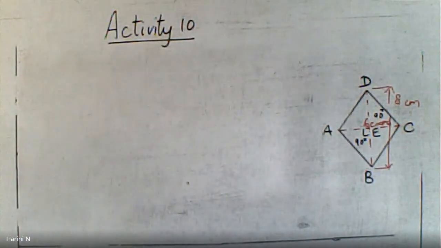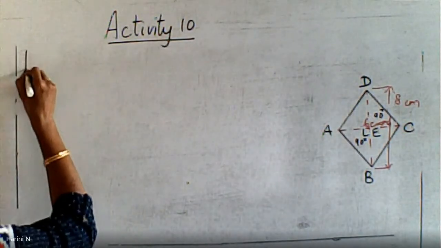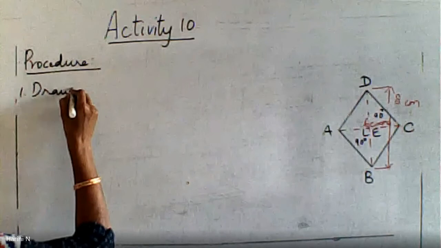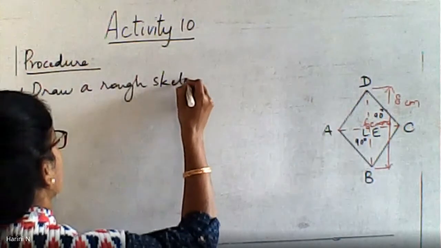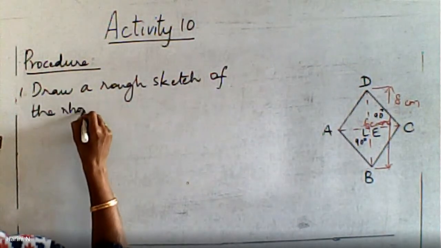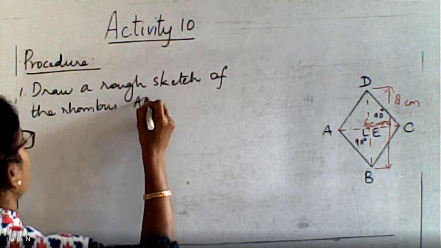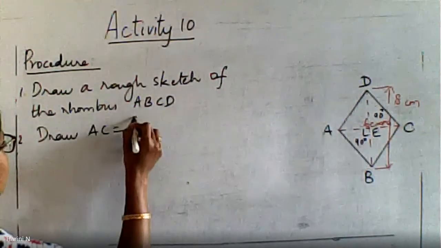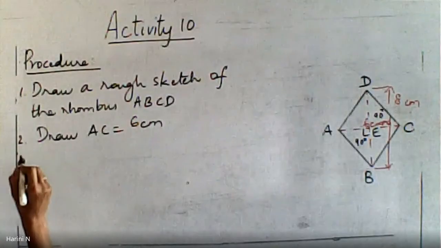First step, come on, start saying. Ma'am, we should draw a rough sketch figure of the rhombus ABCD. Next, draw AC equals 5, ma'am, 6 centimeter. Check.